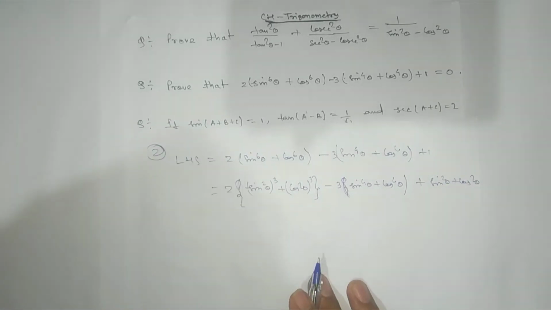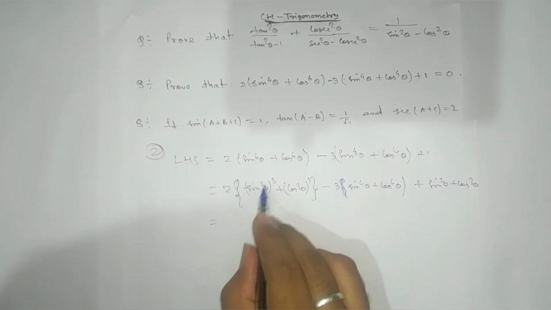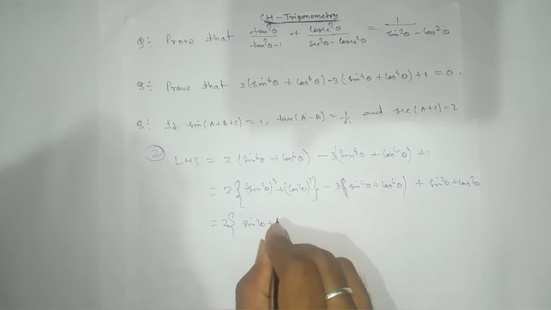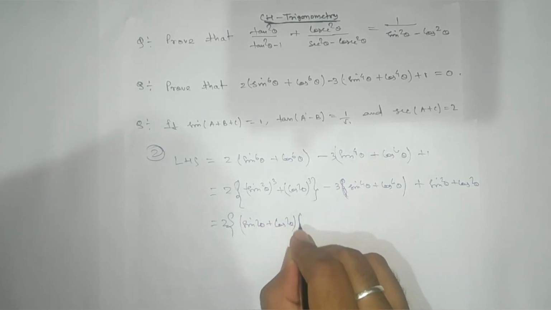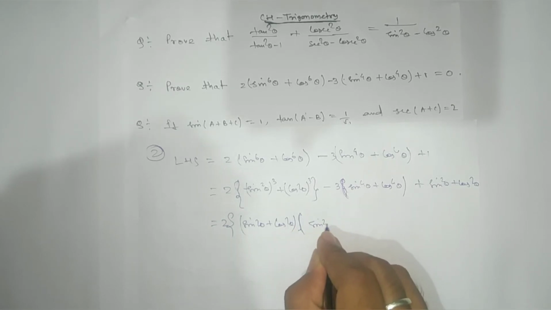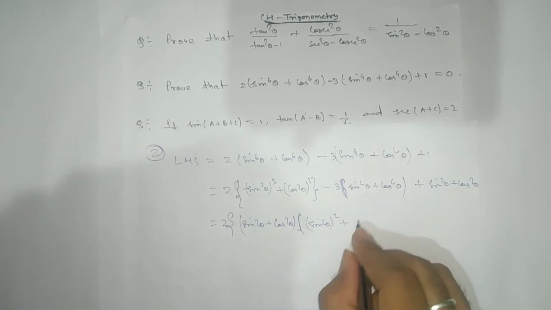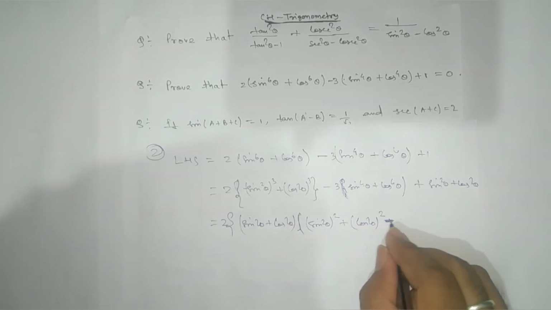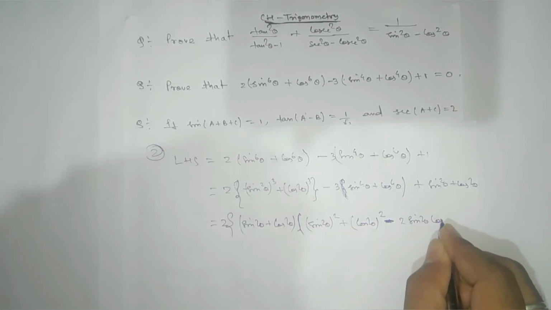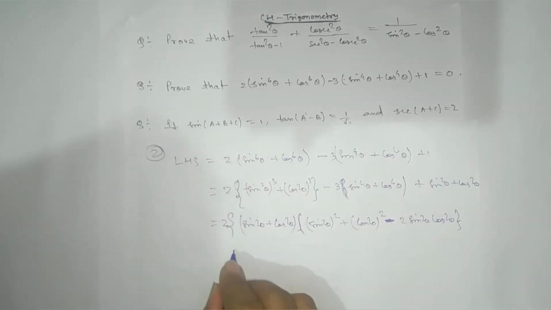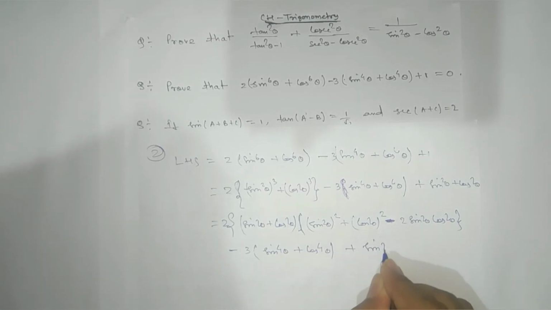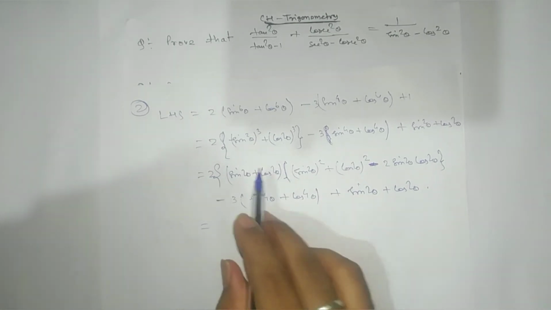Now this is a cube plus b cube, think of sin^2 as a and cos^2 as b. a cube plus b cube, then we can write a plus b into a square, that is (sin^2 theta) squared, plus b square, minus 2ab. Oh sorry, here it should be minus, not plus, minus ab. And this one minus 3 (sin^4 theta plus cos^4 theta) plus sin^2 theta plus cos^2 theta. Okay, now this will give you 1.